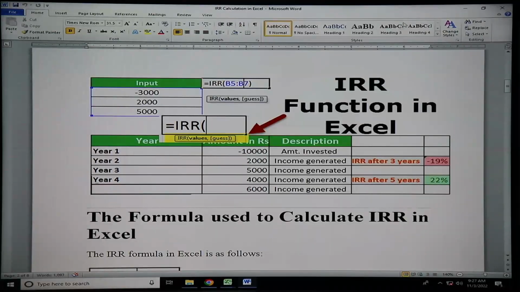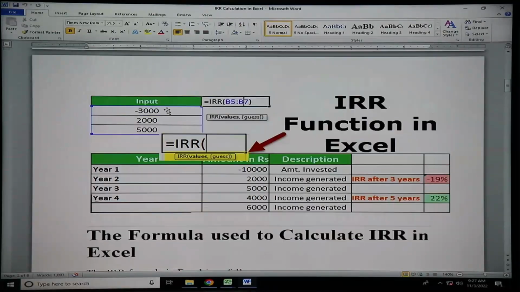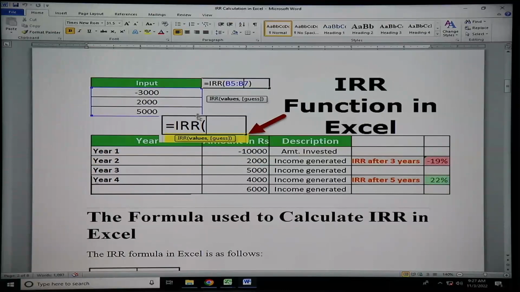So the worksheet is given here. You are given the input data. Here we are given years, the description. Then here we are given the internal rate of return function that we are going to insert in our Excel worksheet so as to compute the function.